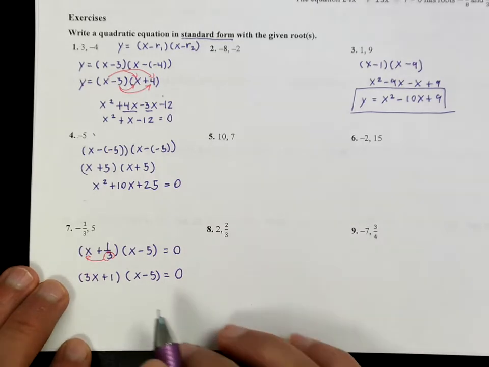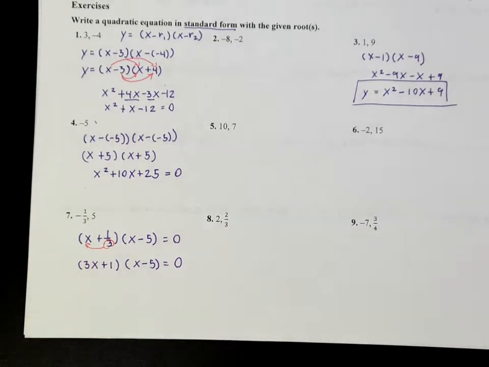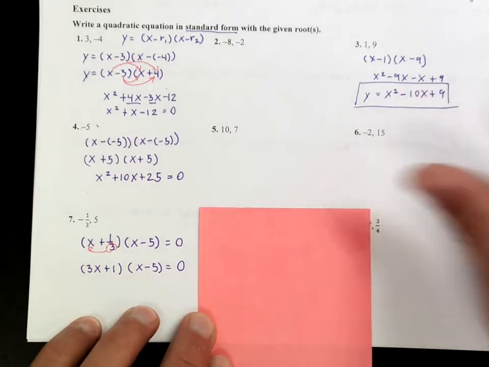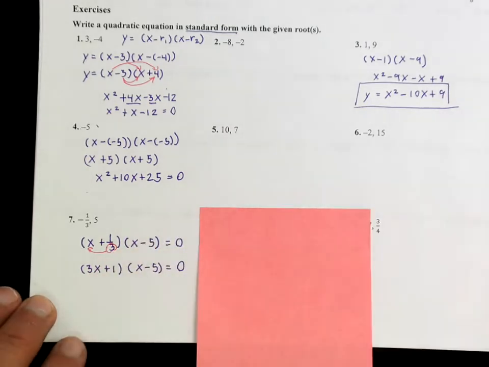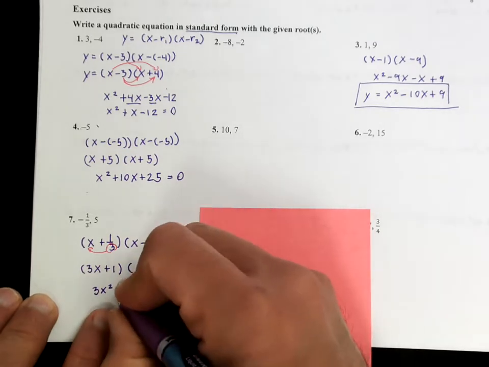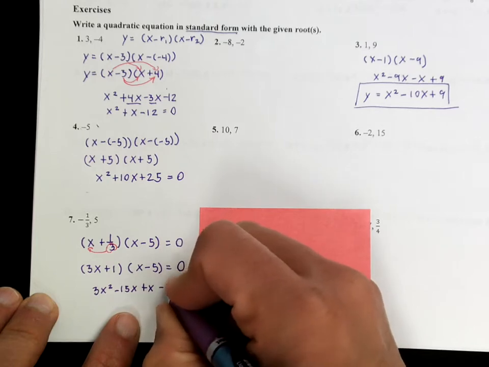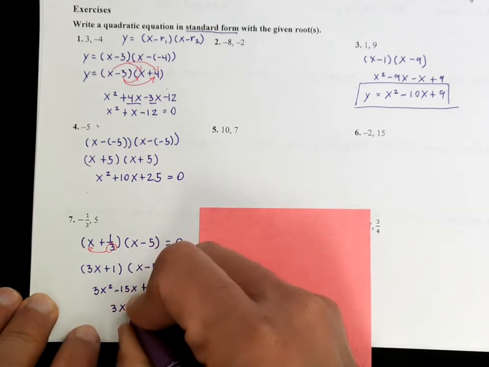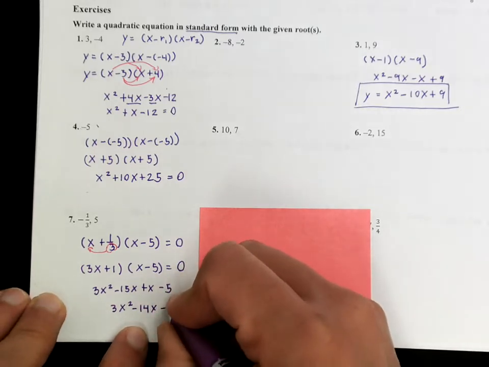Now you might be thinking, I don't know why that works, but if you really think about it, I'm going to make a little side note here, with a little sticky note. If you don't know why that is, how come I can just move that 3 over there? Remember that, let me actually give you the whole answer here. So I'm going to FOIL here. So I have 3x squared minus 15x plus x minus 5. If I add like terms, I get 3x squared minus 14x minus 5.